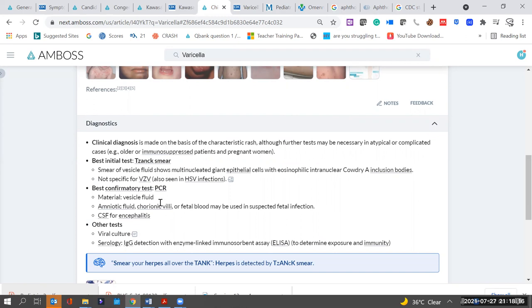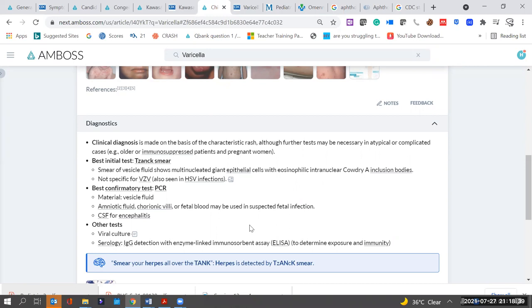Now, viral culture has a difference from PCR, right? Here they have mentioned the best confirmatory test is PCR. In MTBs, the best confirmatory test is viral culture. So go for the MTB. I will not ask you to go for the AMBUS on this point. If they are going to ask you anyhow, they will not ask for the most accurate one, because the Zanck smear is the usually common one which we usually offer.